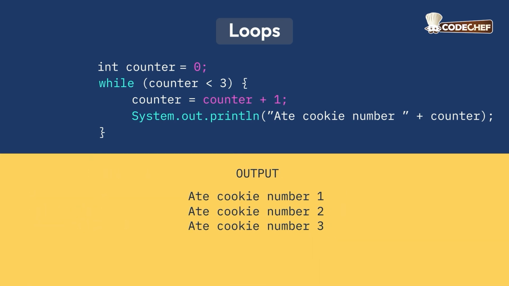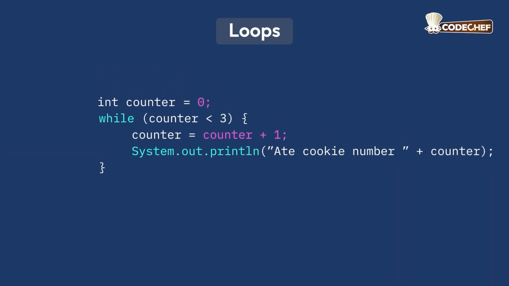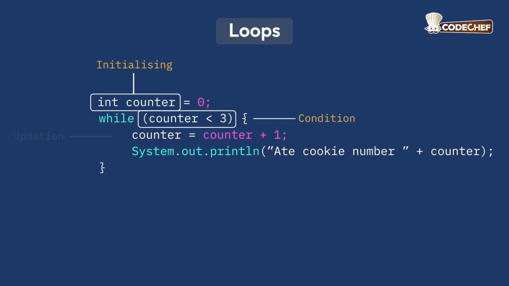So when writing a while loop, always remember these three key components: initialization, condition, and updation.